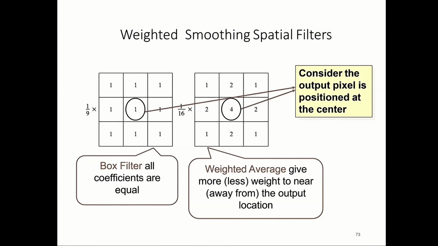So this is just a box filter, an averaging filter. This is also an averaging filter, but weighted averaging. It gives more weight to the near pixel as compared to the further one. This makes sense, right? Because near pixels have more correlation, so they get more weight than the further ones.